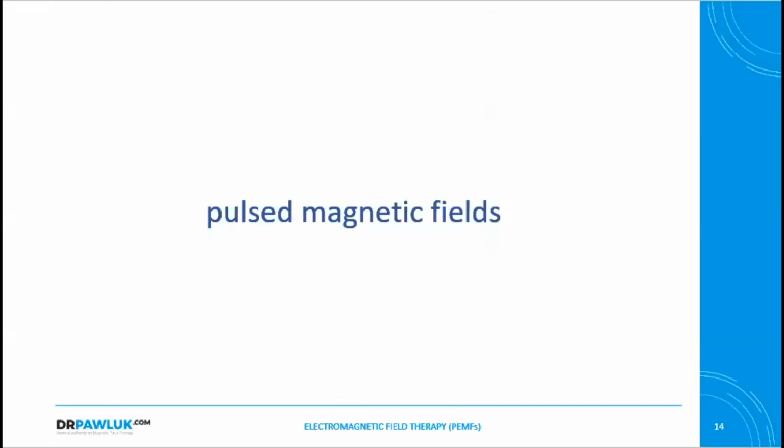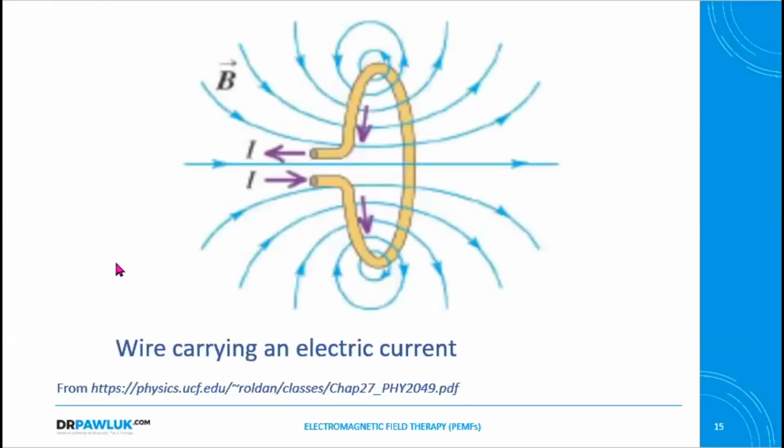Now, pulsed magnetic fields are different. Pulsed magnetic fields are produced by a current flowing through a wire. So this is a wire carrying a current. I stands for current, and basically the current is flowing into the wire, and we separate the two wires into a coil. It goes around, basically the current keeps going around the wire, and it comes back and goes back from where it came to close the loop.